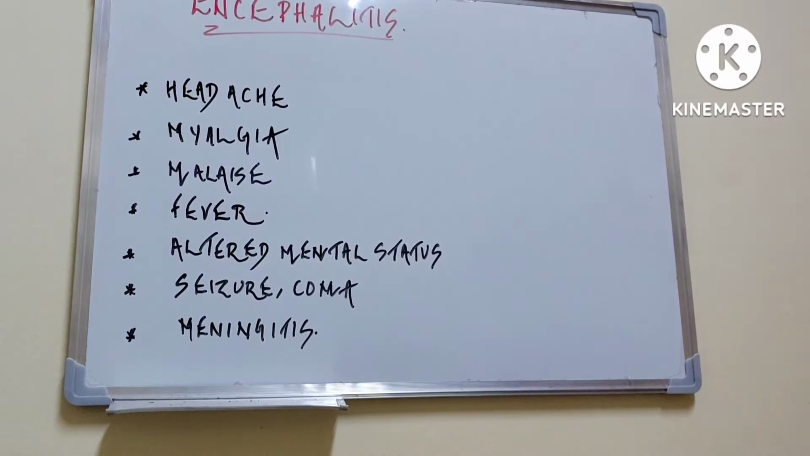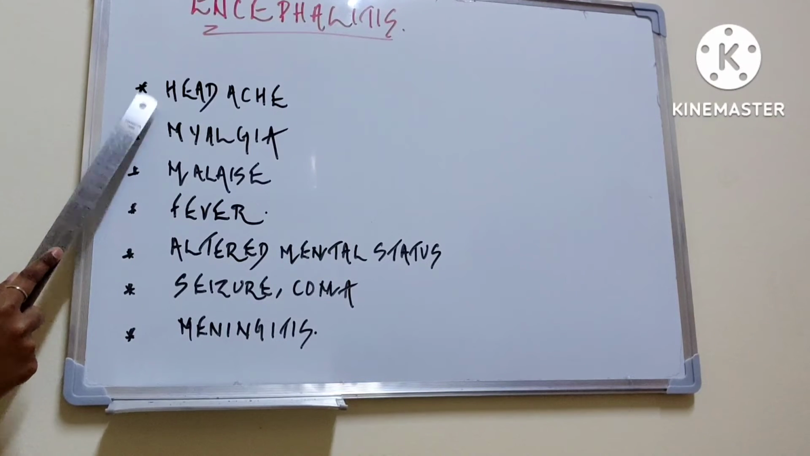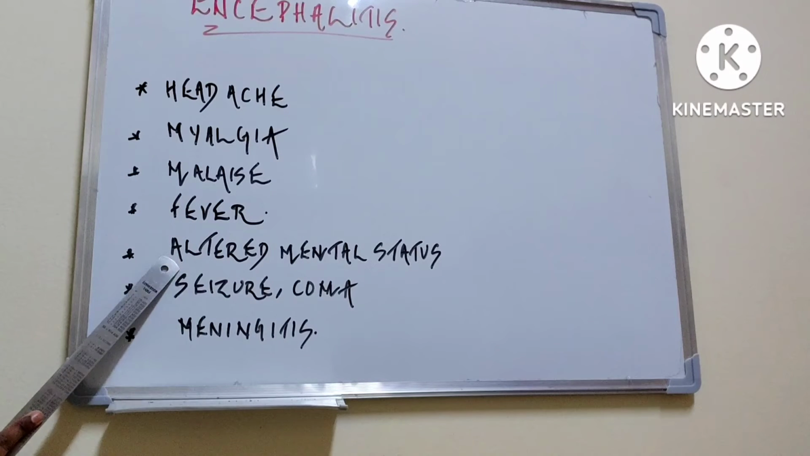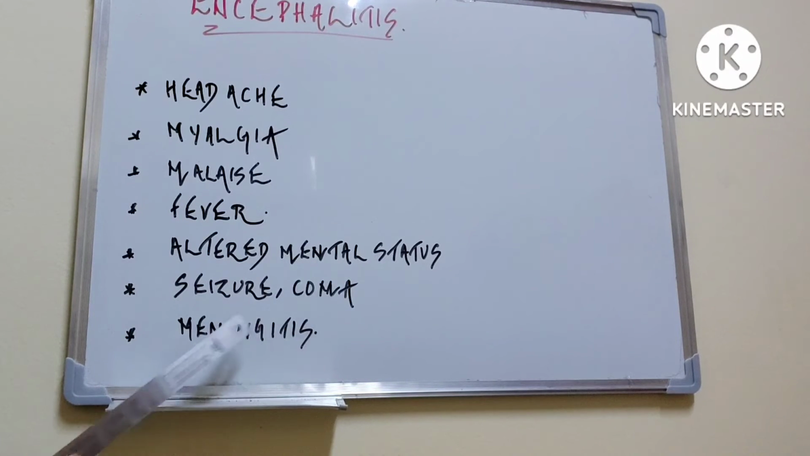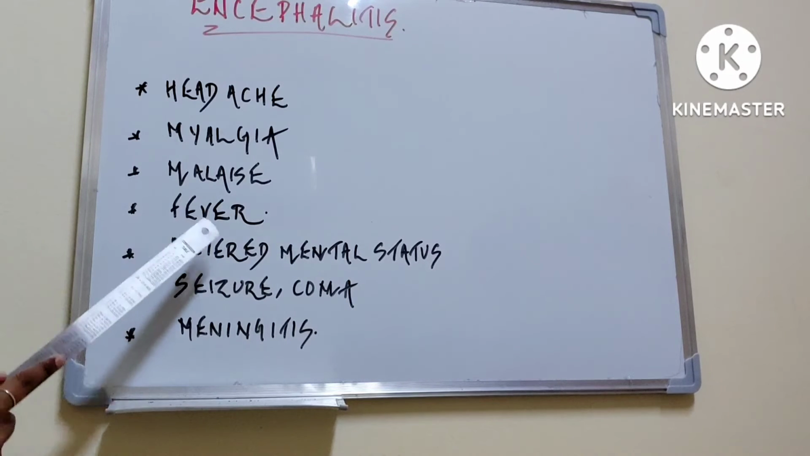So next we can see the signs and symptoms of encephalitis. The signs and symptoms of encephalitis include headache, myalgia, malaise, fever, altered mental status, seizures, coma, and meningitis. The first one, the patient will be having severe headache and definitely that needs pain management. And the next one is myalgia. The patient will be having muscle pains and body pain.